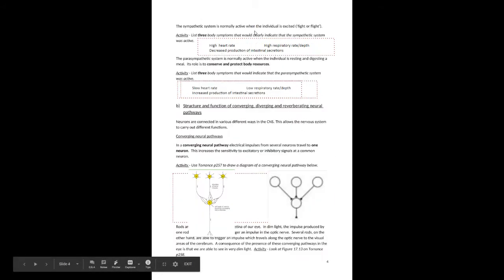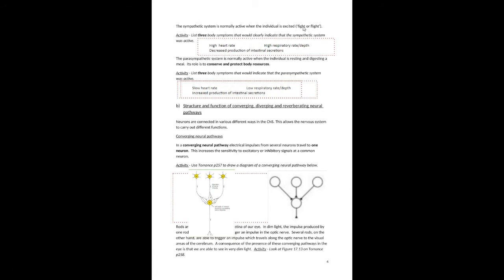The sympathetic system is normally active when you are excited, so as we stated before, fight or flight. Some of the symptoms you might have are a high heart rate, high respiratory rate, and decreased production of intestinal secretions. So this is just a summary of the previous table. The three body symptoms that you would indicate for parasympathetic, so again, it's just the opposite of the ones above.